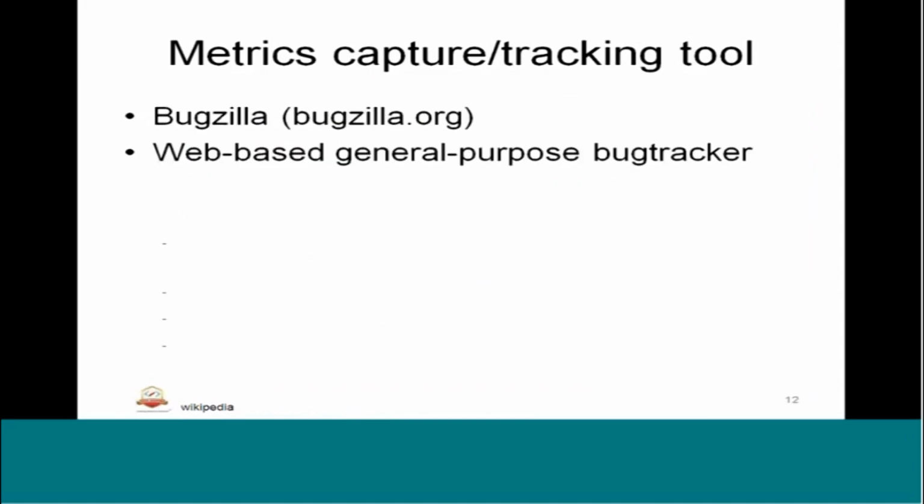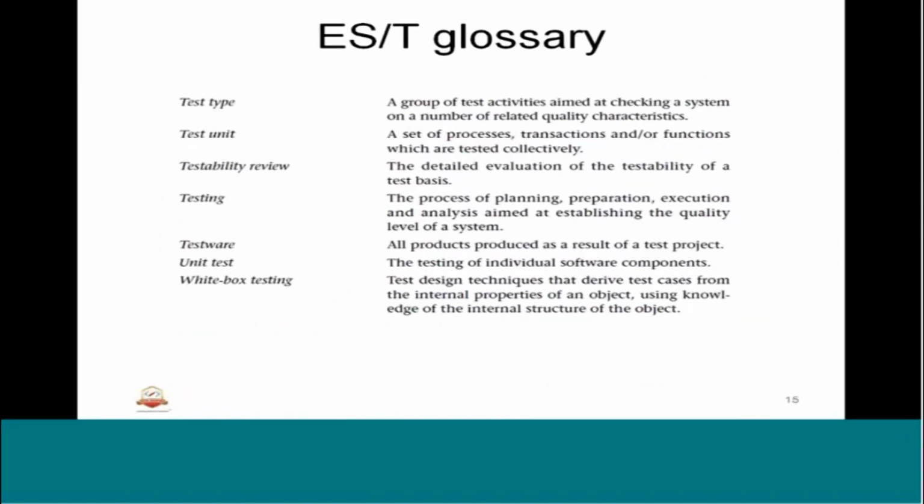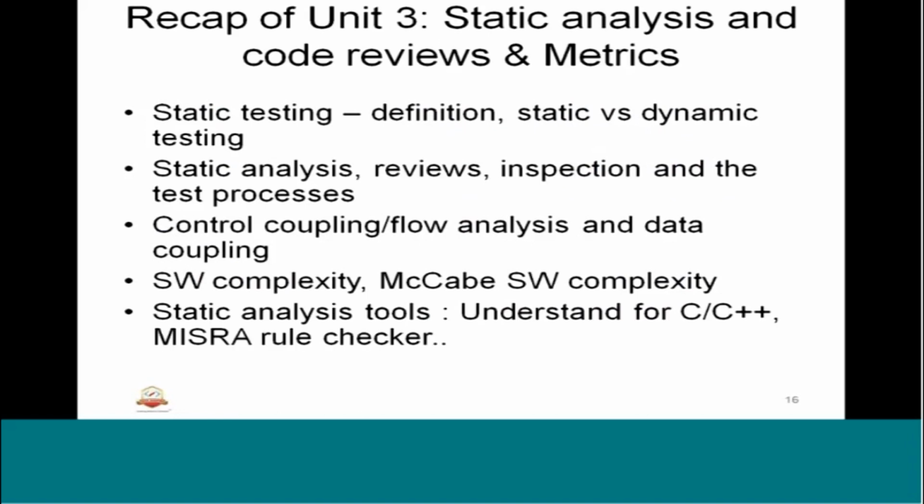Before we end, I will just recap this unit 3. What are the unit 3 items that we have covered so far? We have covered static testing, its definition, static versus dynamic testing, static analysis, reviews, inspection and the test processes, control coupling and flow, data coupling. Control coupling is also nothing but control flow analysis. Then we went through software complexity, the formula using the McCabe software complexity.